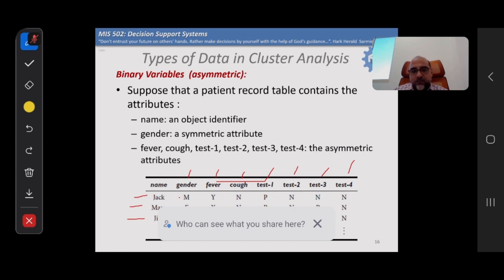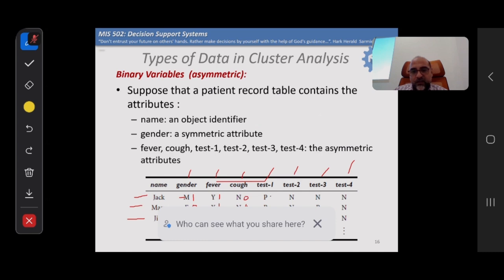So the patient can be male or female. Fever can be yes or no. Cough can be yes or no. Test 1 can be positive or negative. Test 2 can be positive or negative. Test 3 can be positive or negative. Test 4 can be positive or negative. So let's say male is 1, female is 0. Yes is 1, no is 0. So I'm coding now.